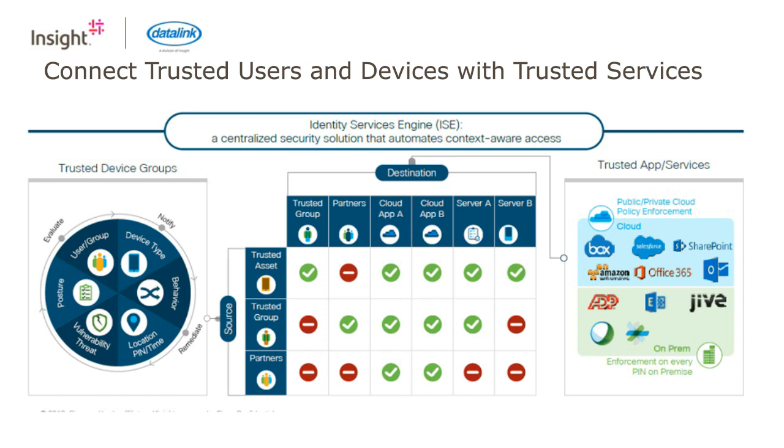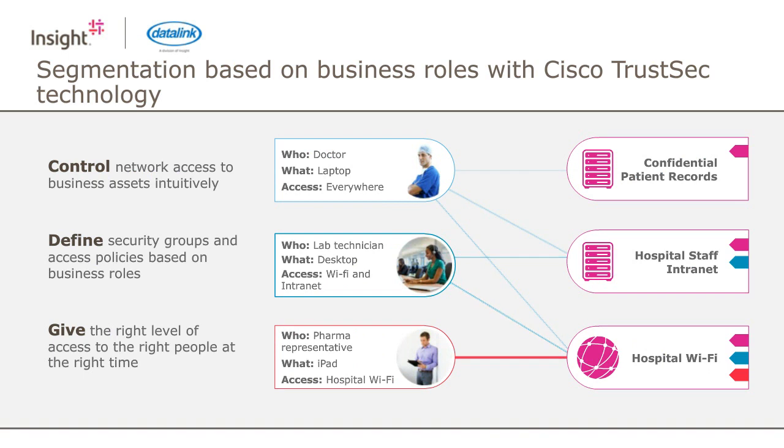So let's just walk through a few typical examples. In our example up here, we're in a hospital, and we have three different types of users. We have a doctor who needs access to everywhere on the network. We have a lab technician who is here doing her work, but she should really only need access to Wi-Fi and internet because she may be on her own device, and she should not have access to sensitive hospital applications or other sensitive hospital endpoints that may be connected to the same network. And then we have a pharma representative who's there but just needs wireless access to do their role.